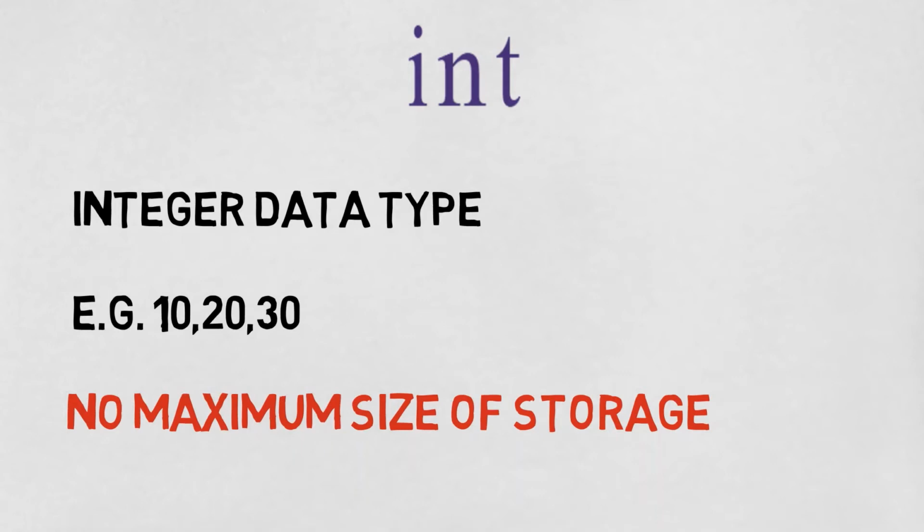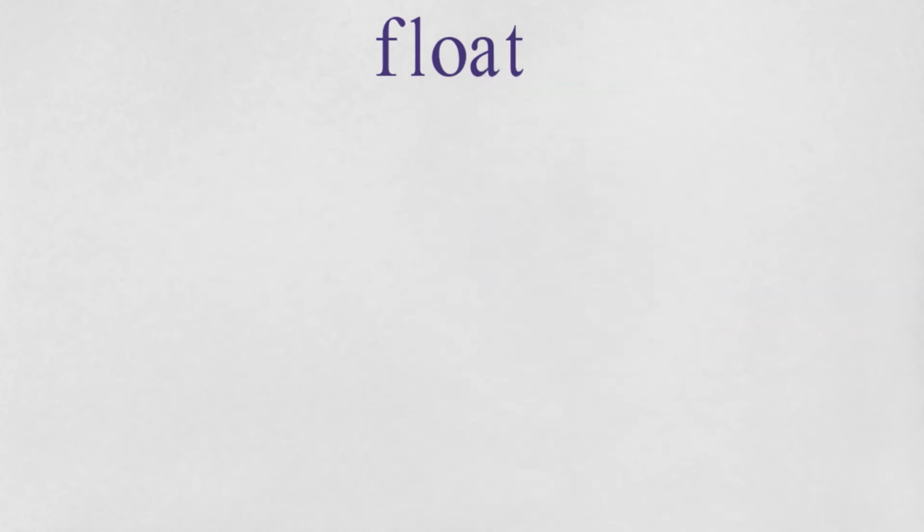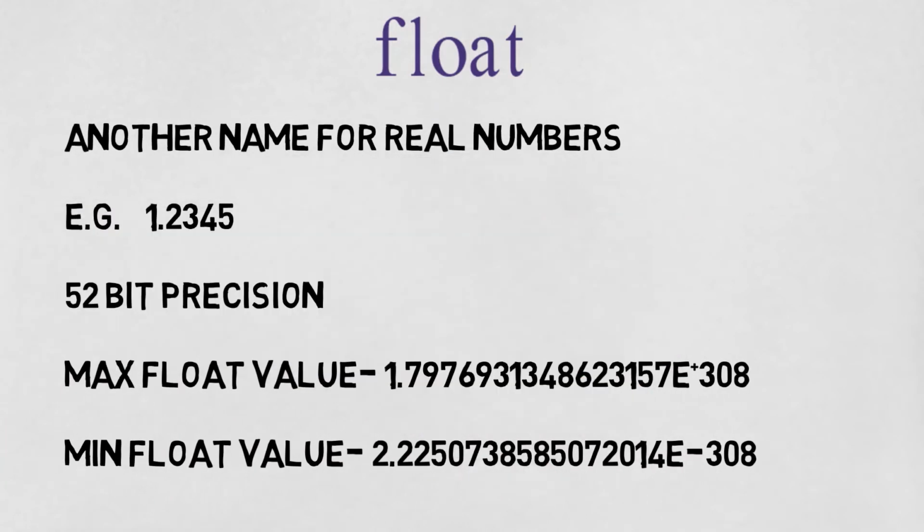Now let's move towards the next, or second, numeric data type in Python, which is called the float data type. The float, as you guessed, is another name for real numbers. An example of a real number could be 1.2345, any real number which has a decimal point. If you compare it with the integer data type where we did not want a decimal point, the rule with the float data type is that the value must have a decimal point in it.